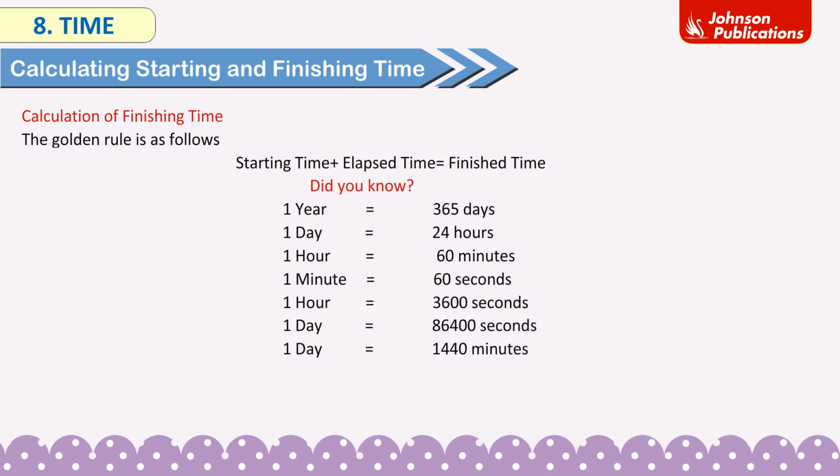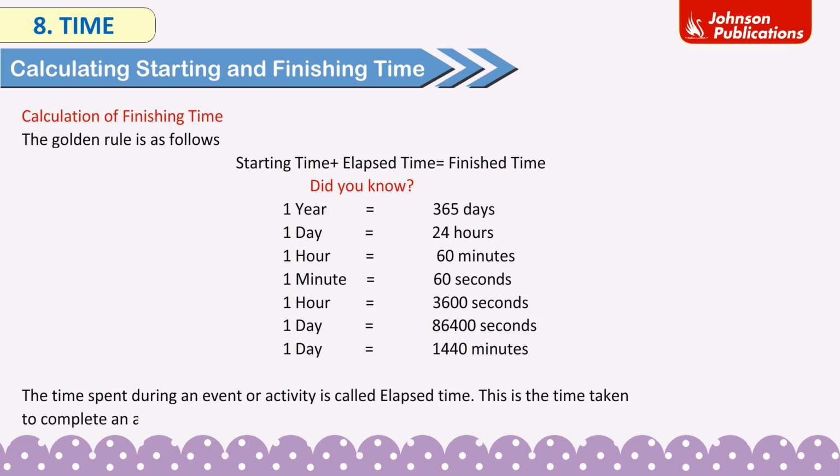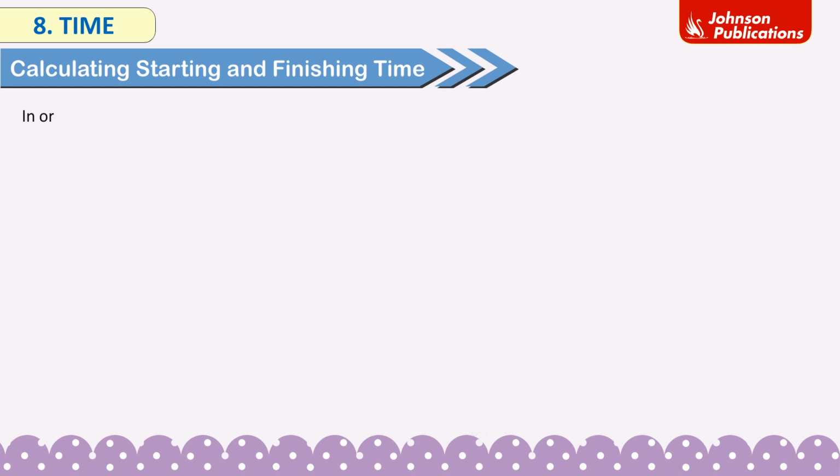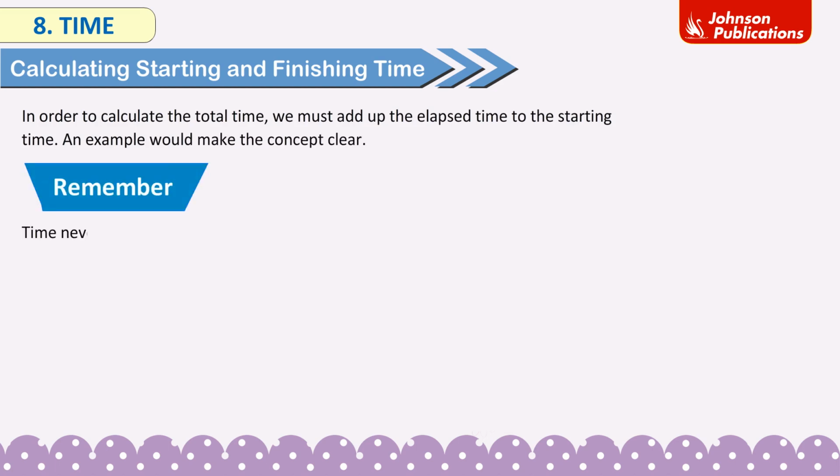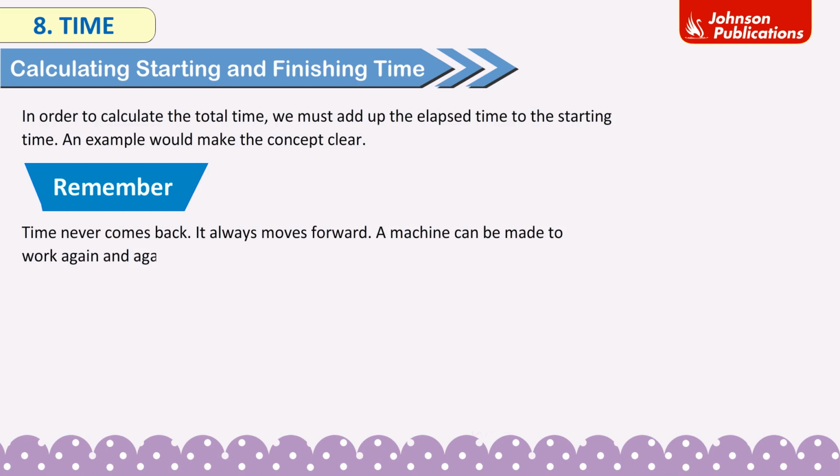1 day equals 1,440 minutes. The time spent during an event or activity is called elapsed time. This is the time taken to complete an activity or event. In order to calculate the total time, we must add the elapsed time to the starting time. An example would make the concept clear. Remember, time never comes back. It always moves forward. A machine can be made to work again and again, but time never looks back.